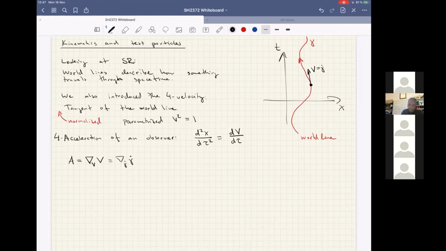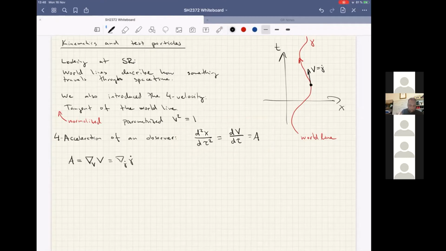When you compare this with what happens in Minkowski space, you will see that it's exactly this definition here as well. This is the 4 acceleration in Minkowski space. So again, it's essentially the same concept, just that this 4 acceleration tells us how much the 4 velocity changes along the world line.